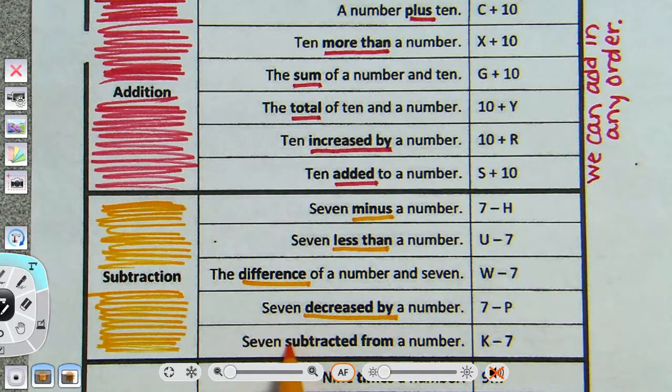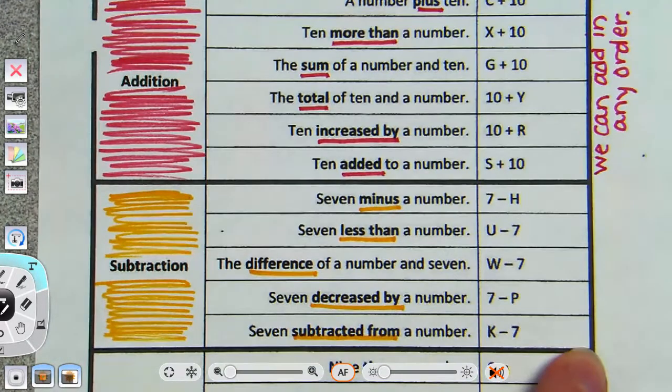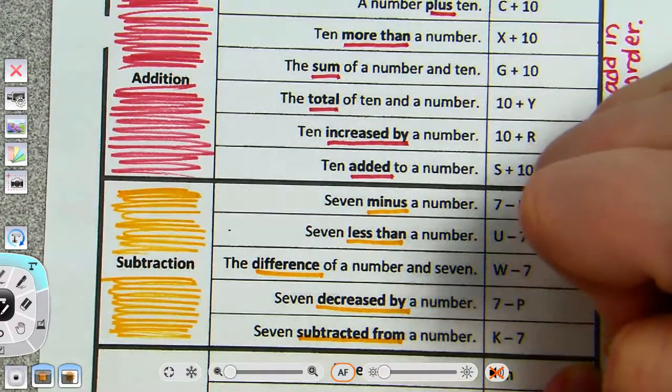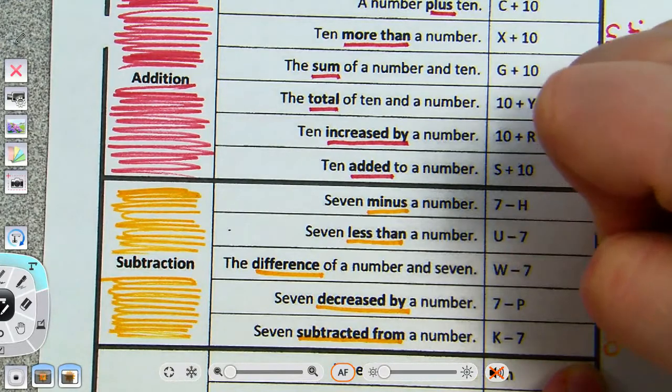And 7 subtracted from a number. So we start with our number, then we're subtracting 7 from that. Now, off to the right, I want us to write that order matters in subtraction. Order matters.